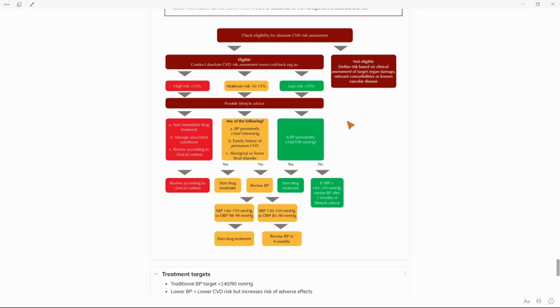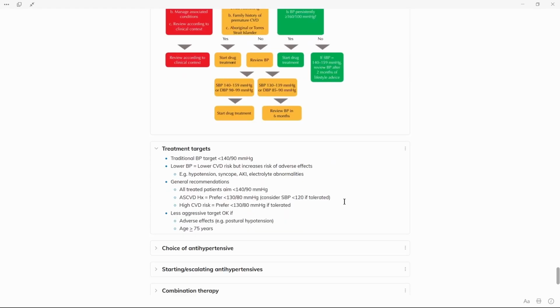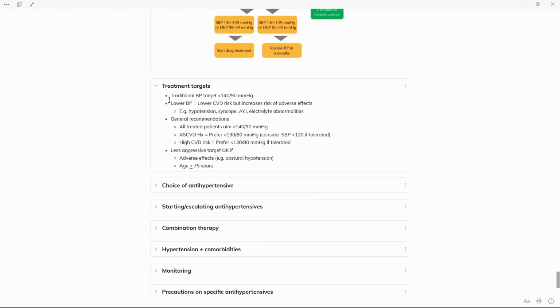Likewise, with low risk, we don't usually start medications unless their blood pressure is elevated above 160 over 100, or if the patient is happy to start it at a lower threshold after shared decision making. When we do start medication, we aim for a traditional blood pressure target of 140 over 90. So for everyone, usually with hypertension, we want to aim for less than 140 over 90.